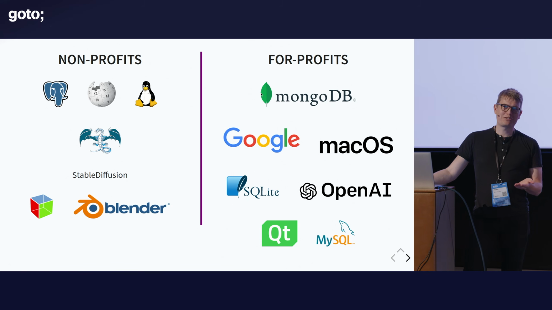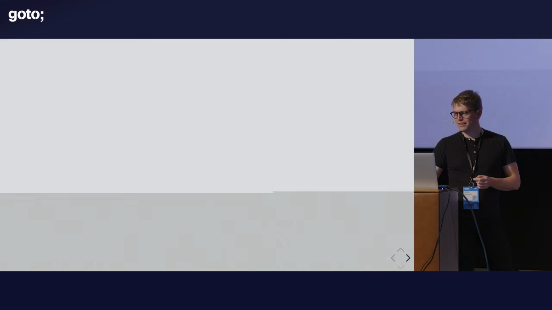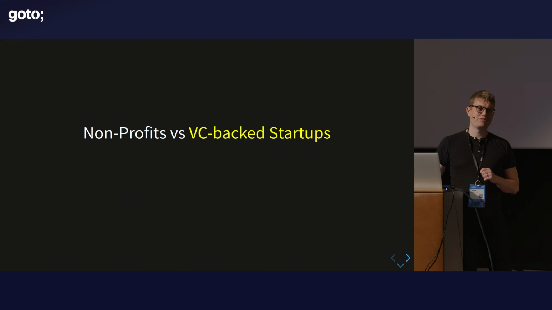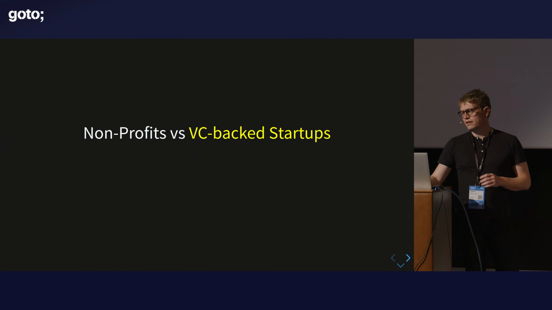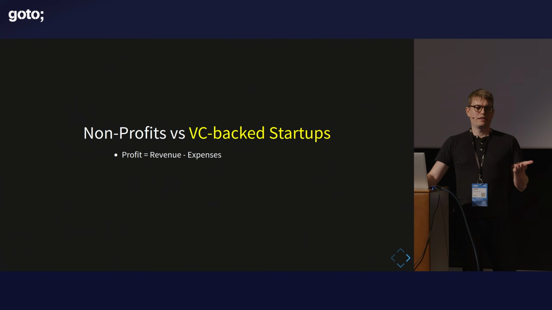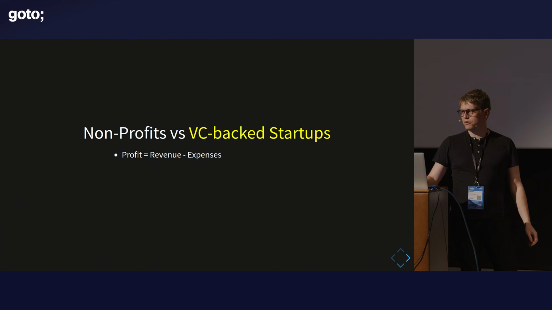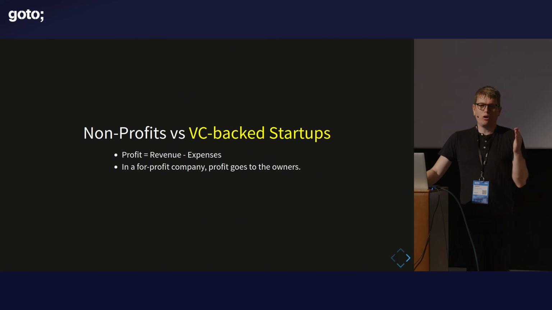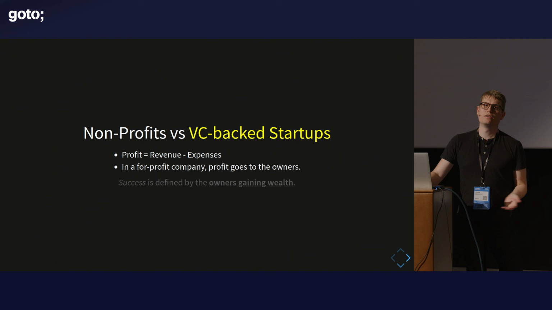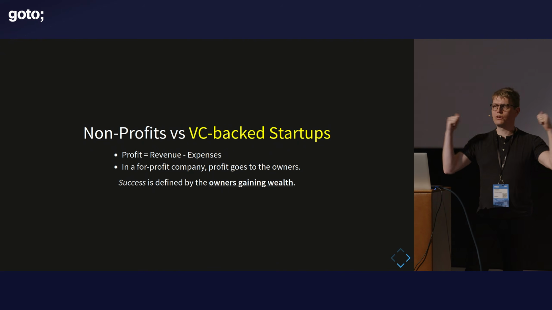Is anyone surprised about SQLite? We'll get to that one. That one's interesting. So let's talk about nonprofits versus VC-backed startups, venture capital. All right, so profit is revenue that you make minus the expenses you have to pay. That's pretty straightforward. And the question is, what do you do with profit? So in a for-profit company, the whole point is that you make profit and the profit goes to the owners. That's the goal. So success is defined by the owners gaining wealth.